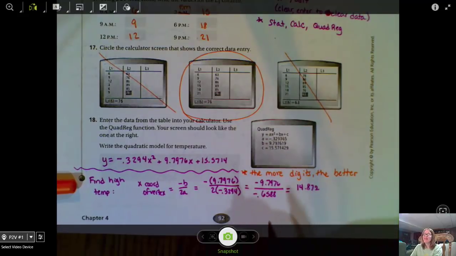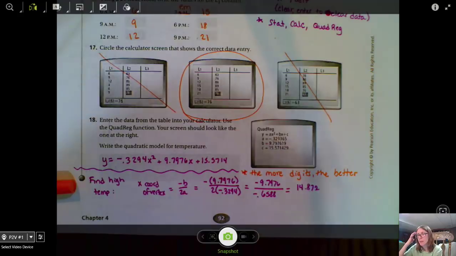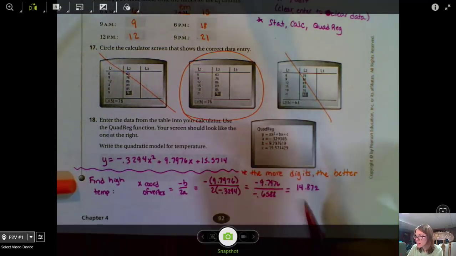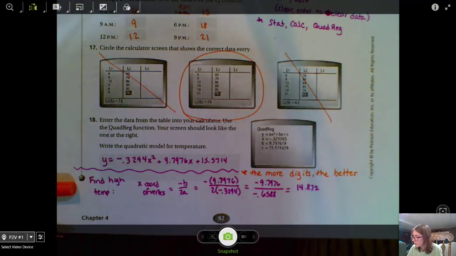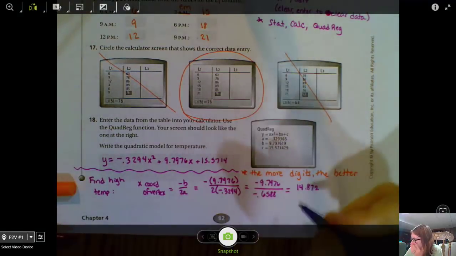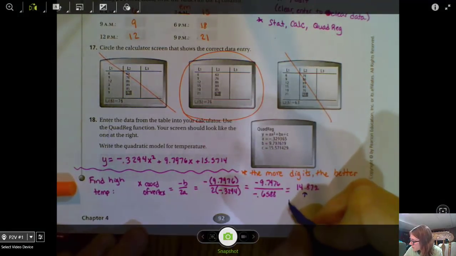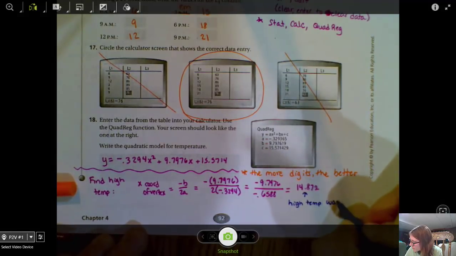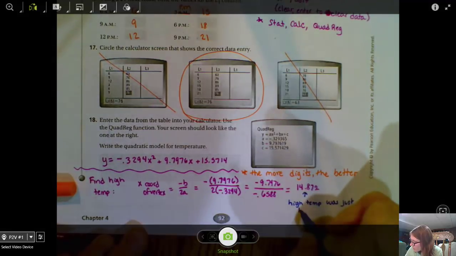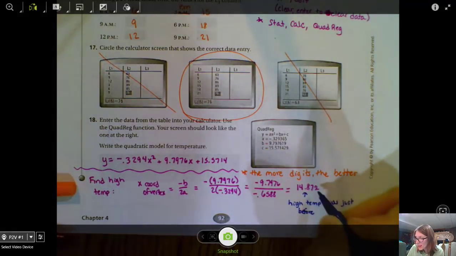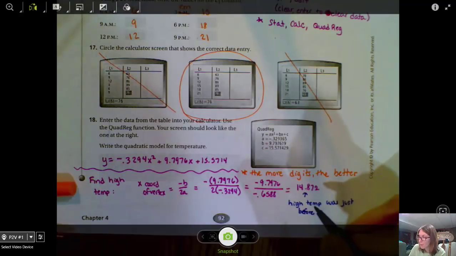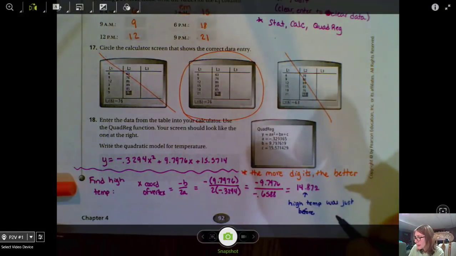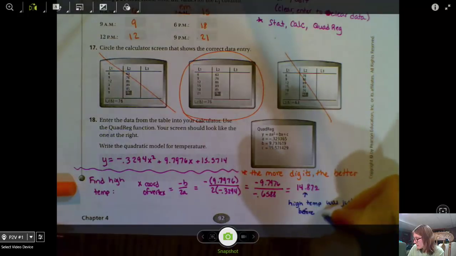Now, is this my temperature? No, this is giving me the x-coordinate of my vertex. And x values in my problem are representing our time. So this tells me that my high temperature was just before 1500 hours in our 24-hour clock, which was 3 p.m. So our high temperature was just before 3 p.m.